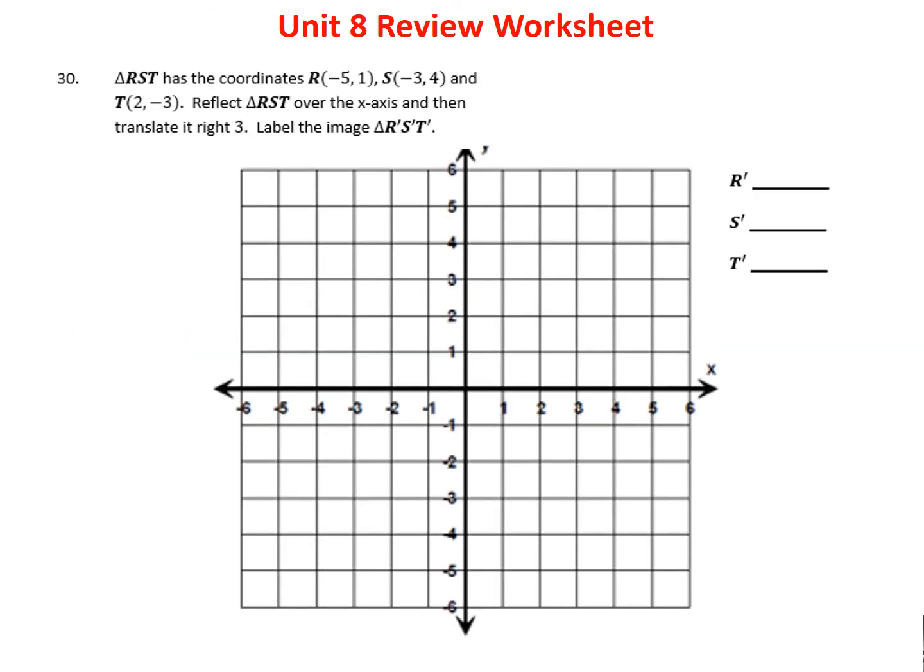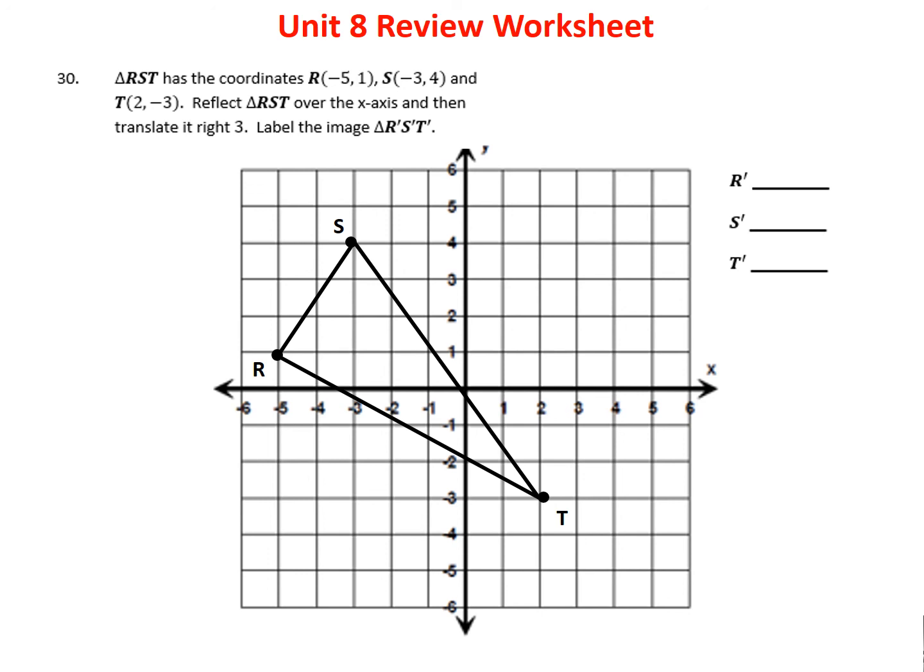Our last problem asks us to take the triangle. It has the coordinates R (minus 5, 1), S (minus 3, 4), and T (2, minus 3). Reflect it over the x-axis, and then translate it right through. So first, let's put our points. All right, so there's R, (minus 5, 1). There's S, (minus 3, 4). And there's T, (2, minus 3). So we have this triangle here.